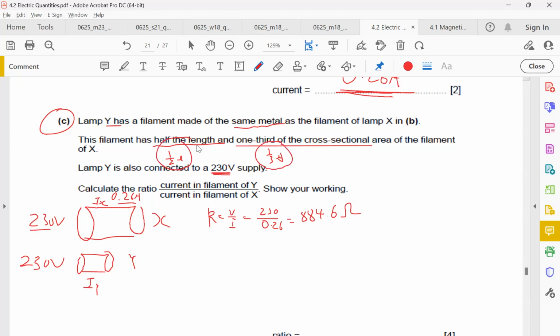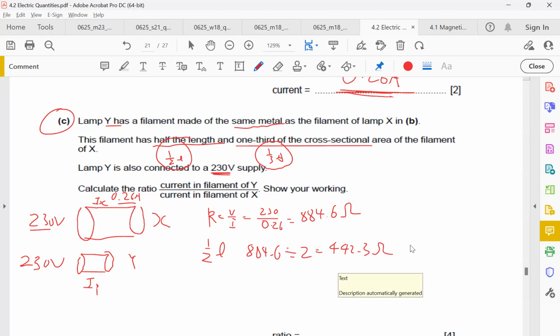Let's look at it from half the length first, guys. If I half the length, what will happen to the resistance? It decreased by how much? Half, right? So based on half the length itself, the 884.6 decreased by half already, which will give you 442.3 ohms. Just based on the length itself, guys. Everyone follow me so far? This is going to be a long step. If you missed out, you better ask now.